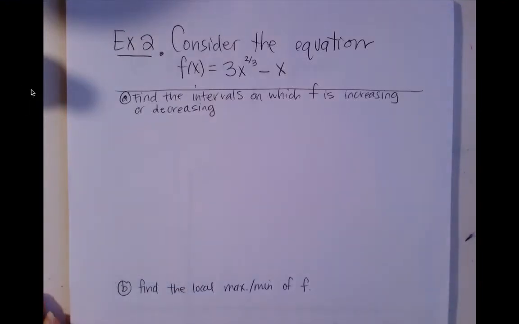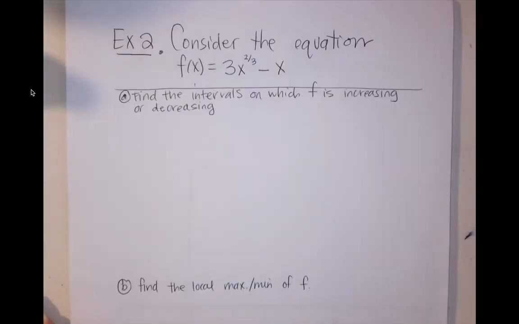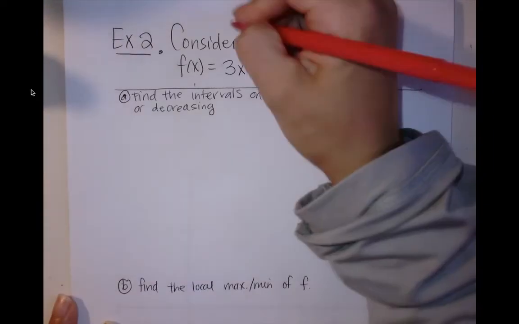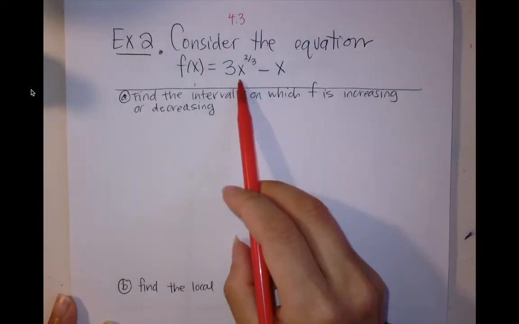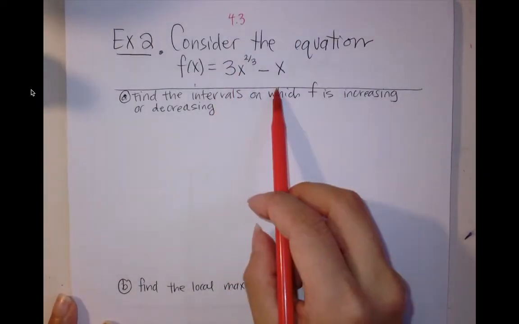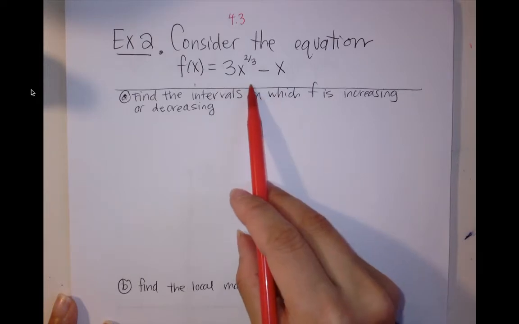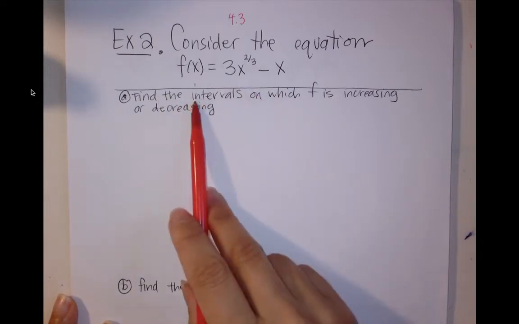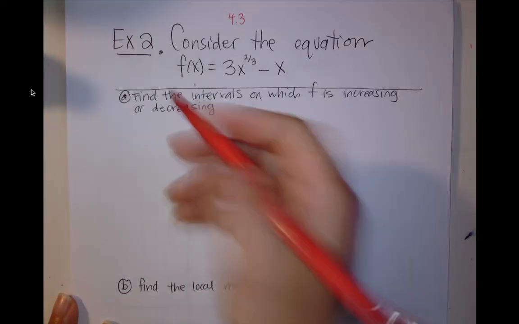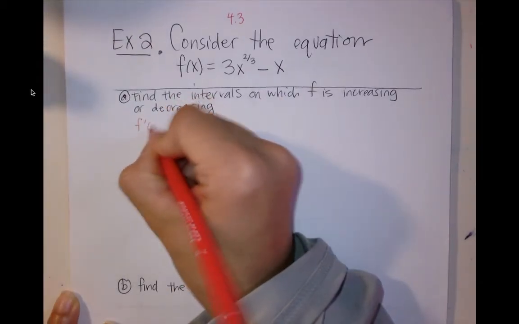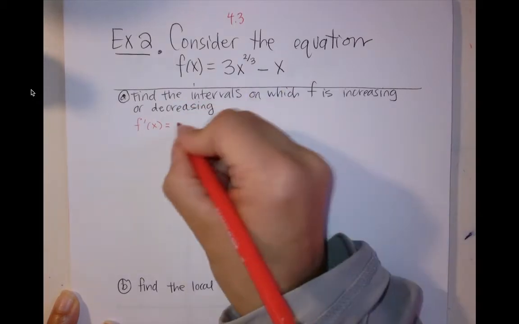Okay, I'm going to do another example from section 4.3. And we're going to graph this function using derivatives. This is not a polynomial. So the first thing we usually do in order to graph the function is we find the intervals on which the function is increasing or decreasing, which means first I need to take the derivative of this function.